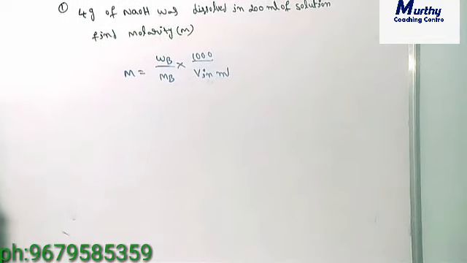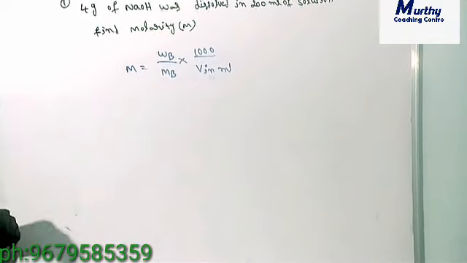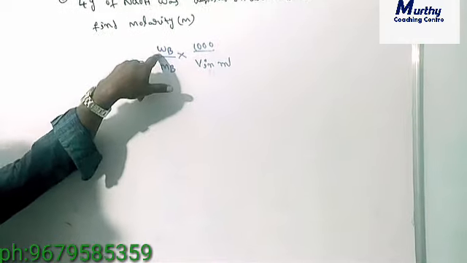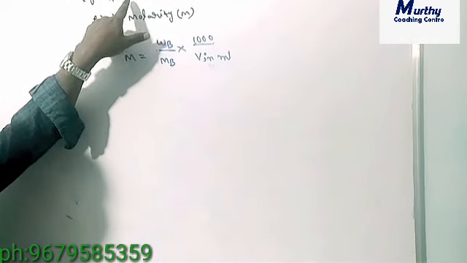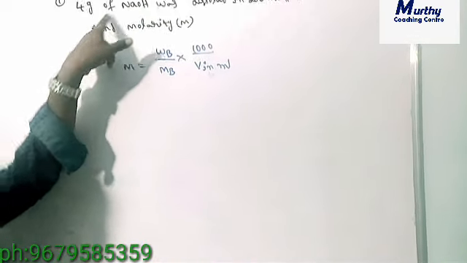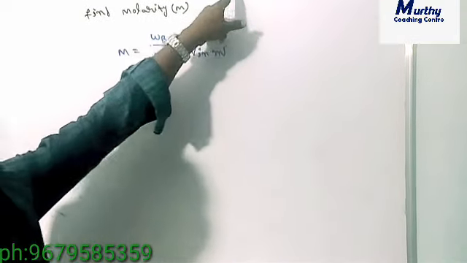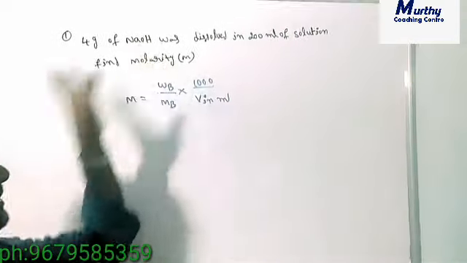Now we have to know what Wb is and what Mb is. Wb is the mass of the solute. Here, which one is the solute? NaOH is the solute. In 4 grams of NaOH was dissolved in, whatever term is present before the word dissolved is the solute.